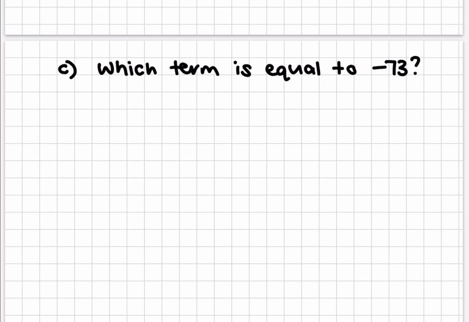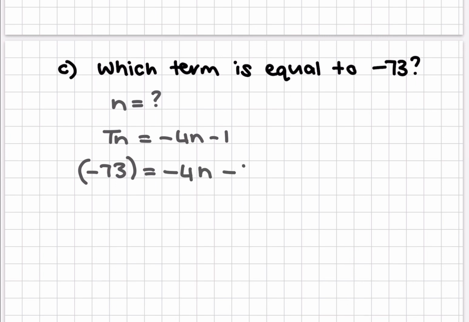Okay, let's have a look at C. Which term is equal to -73? They haven't given us the position. We want to calculate the position of the term that is equal to -73. So this is our formula that we calculated. We're going to take this part and make it equal to -73, and then we can calculate the position. So if we say -73 is equal to, so we've subbed -73 into Tn. Then we say -4n. We want to calculate n. There we go. So now we can calculate the position of the term.